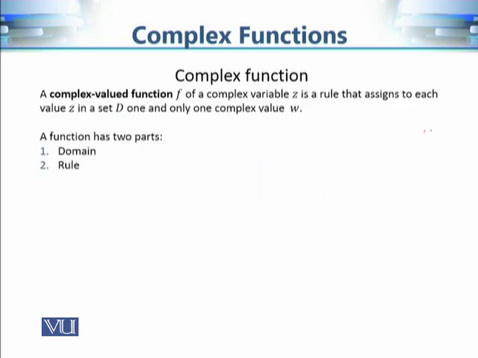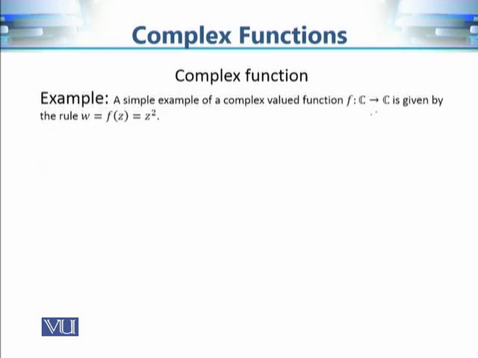Now, in the definition of a function, there are two parts. One part is the domain: what are the objects that we are going to relate? And the second part is how we are going to relate those objects, in other words, the rule of the function. So in this previous example, if we consider f of z is equal to z square, the domain is C, and the rule for assigning or relating complex numbers is f of z is equal to z square.